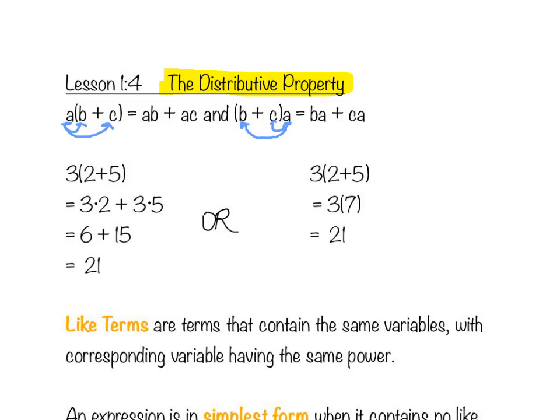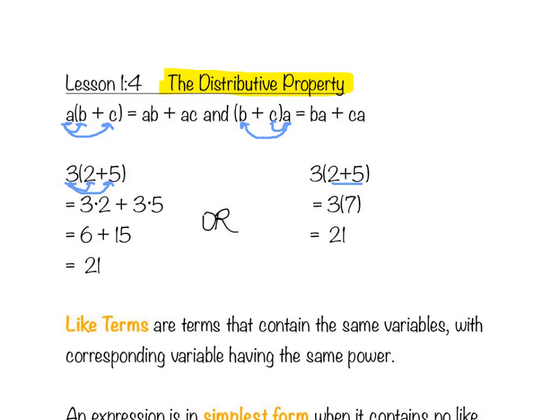Let me give you a numeric example. If I have 3 times the quantity 2 plus 5, I can distribute the 3 times the 2 plus the 3 times the 5. 3 times 2 is 6, plus 3 times 5 is 15, and the sum of 6 and 15 is 21. And that gives us the same exact answer if we just simply use order of operations. In other words, add 2 plus 5 in the parentheses first, then multiply 3 times 7, which is 21.